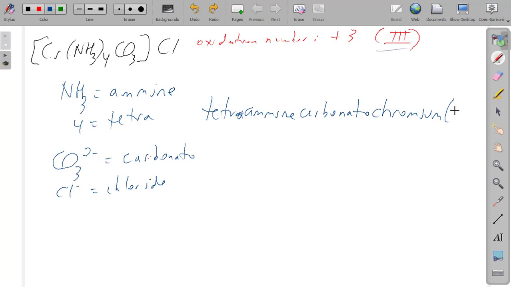Its oxidation state we found is 3. And then we need the anion name. That's a separate word, and that then is chloride.